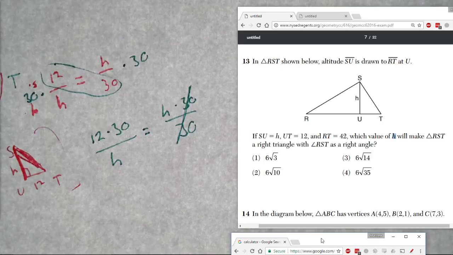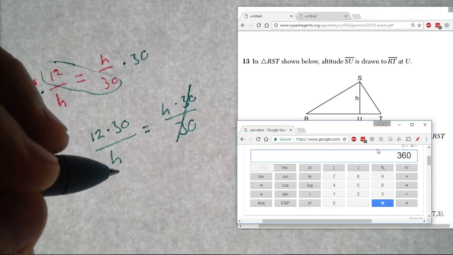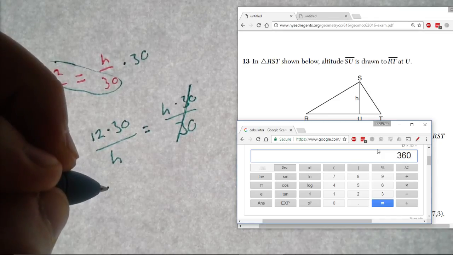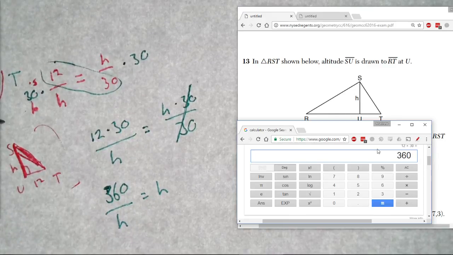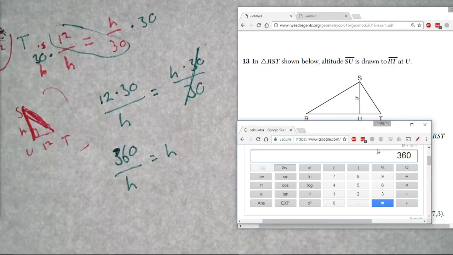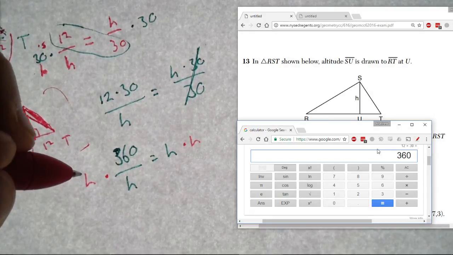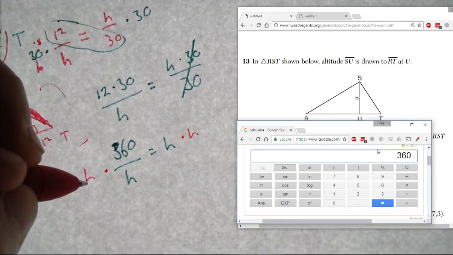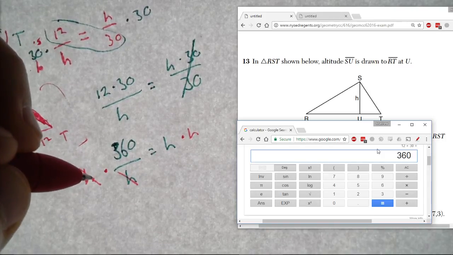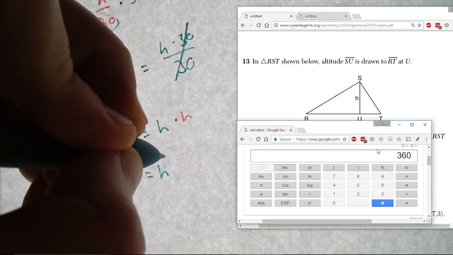12 times 30 is a big old number. I'm not going to embarrass myself, so I'll just use a calculator. 12 times 30 is 360. Maybe it's embarrassing that I couldn't do that in my head. So now I get 360 over h is equal to h. Now I can multiply this h on both sides. I'll switch back to colors so you can see what I'm changing new to each one. h times this whole thing on the left side, h times that on the right side. I'm just using algebra. h over h cancels out to being 1. I'm left with 360 is equal to h squared.